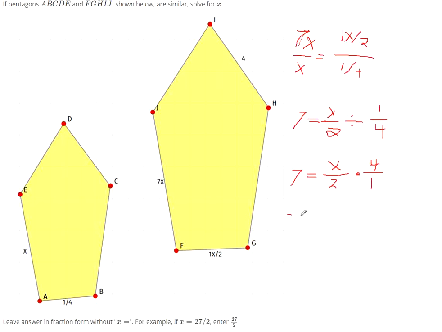And so when we do that, we're going to get 4x, because x times 4 makes 4x on top, and then 2 times 1 makes 2 on the bottom. And then keep simplifying. 4 divided by 2 gives us 2x, and so the last step is to divide both sides by 2. So you'll get x equals 7 over 2 when you finish solving that equation. So 7 over 2 is our answer for x.